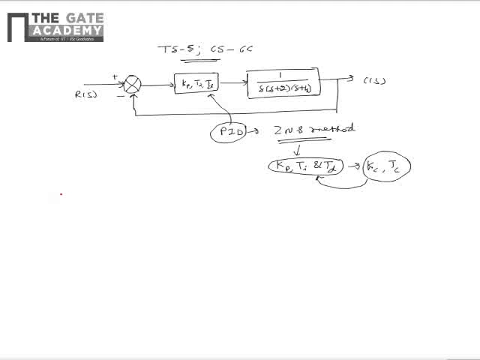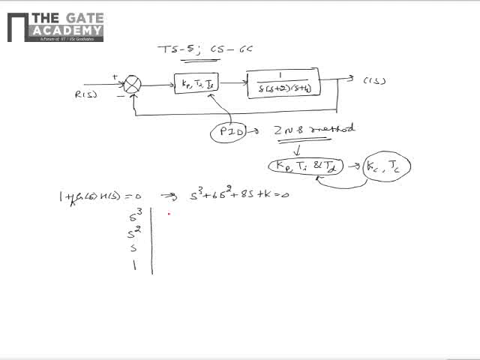So from this we can write the characteristic equation of the system as 1 plus G(s) H(s) is equal to 0. Please note that when we do this, we have to assume that the PID controller is replaced by a proportional controller of gain K. So from this we see that the characteristic equation can be simplified as s cube plus 6s square plus 8s plus K is equal to 0.